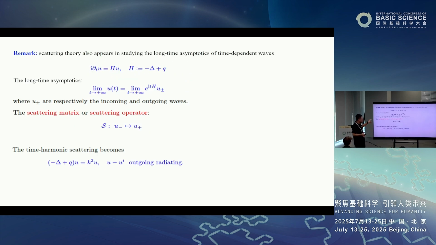But in addition to this, the scattering theory that I described in the time harmonic setting also appears in studying the long-time asymptotics of time-dependent waves. Let's say you get this scattering from a Hamiltonian, given by the Schrödinger operator. Under very mild conditions, you get local energy decay, so you can do the Fourier transform and reduce that to the time harmonic, frequency domain.